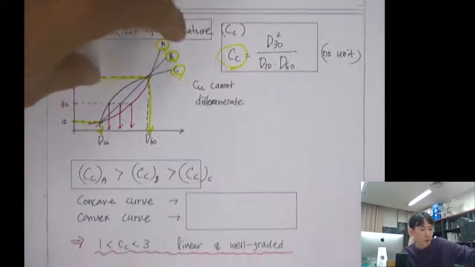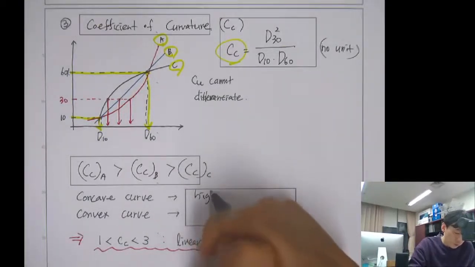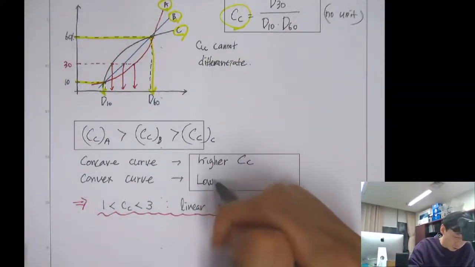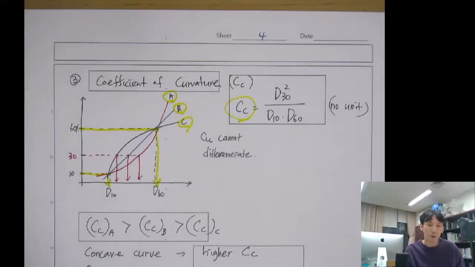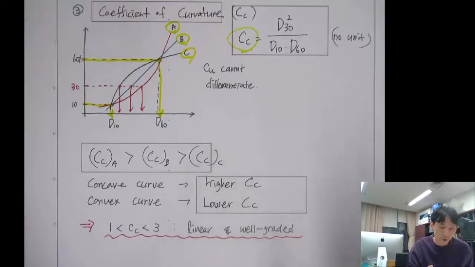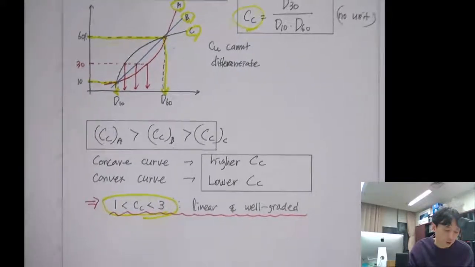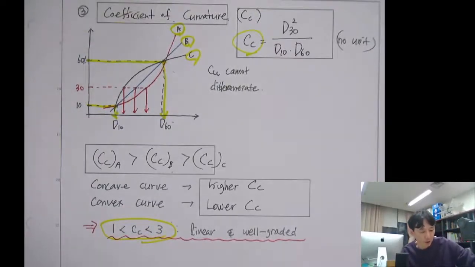So this coefficient of curvature defines and characterizes the shape of the curve. If it's a concave curve, then you have higher CC. If it's a convex curve, it has lower CC. You don't want too high a CC or too low a CC for a well-graded sand. Typically, to satisfy well-graded soil, CC should be within a certain range, from 1 to 3. When it's from 1 to 3, we can roughly say that it has a linear grain size distribution curve, and it's more like a well-graded soil.